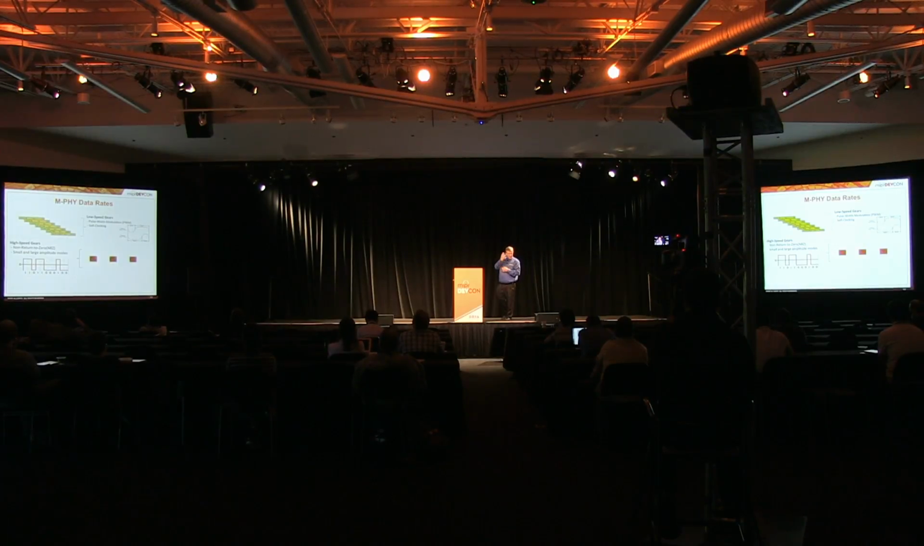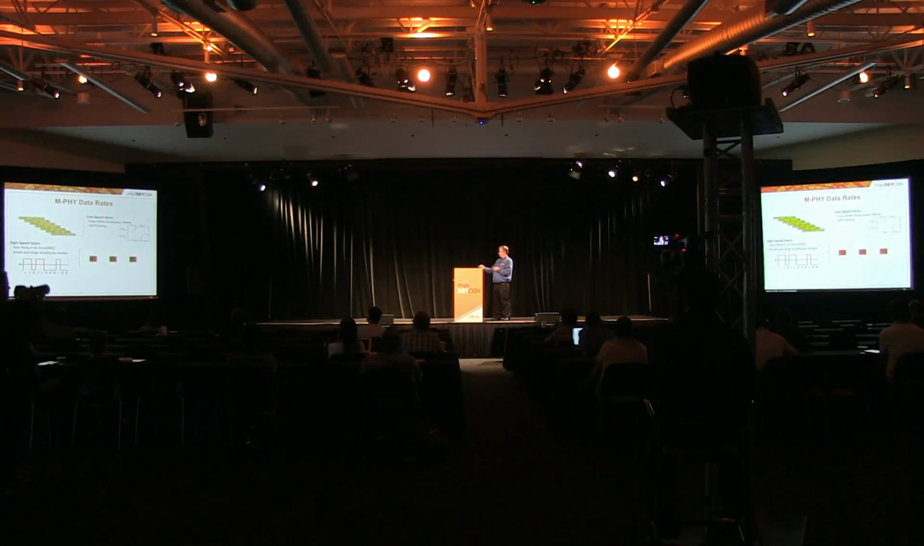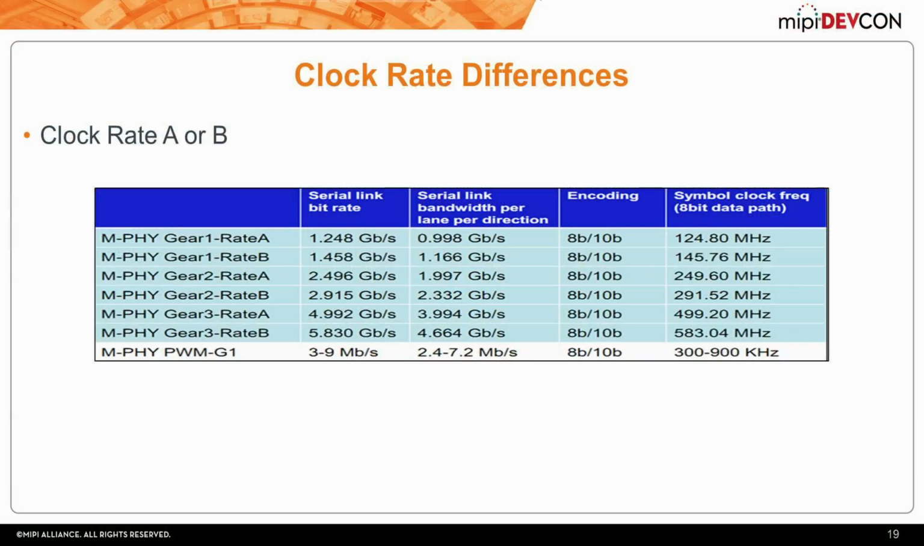So this is just a diagram of the rates that are for low speed at the top here. So these are the gear 1 through 7. The range is 3 to 9 megabit, and these are PWM signaling. And then on the high-speed gears, we have gear 1 A and B, gear 2 A and B, gear 3 A and B. And these are the data rates.